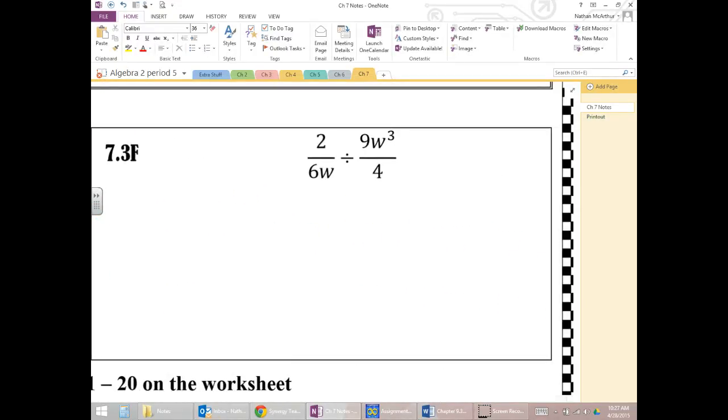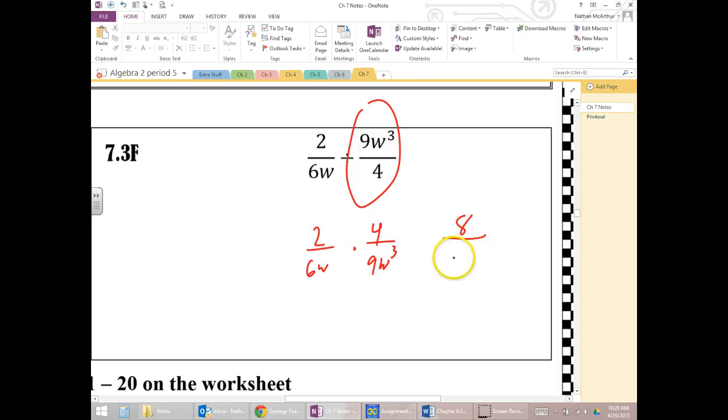So for here, all we have to do is flip over the last fraction. I end up with 2 over 6w, which doesn't change. We times it by 4 over 9w cubed. Multiply the top and I get 8. Multiply the bottom and you get 6 times 9 is 54, w to the 4th. So flip the back one and multiply across the top and bottom.